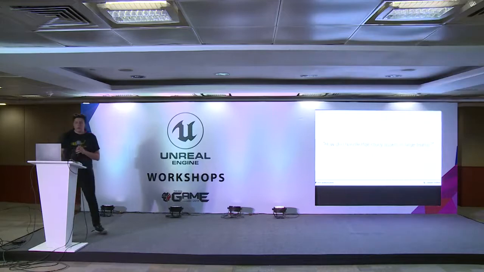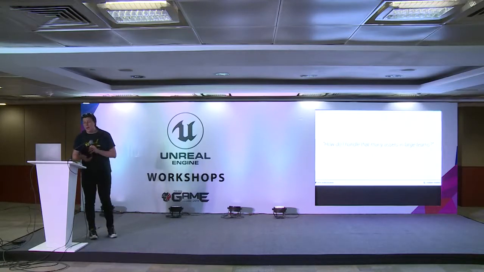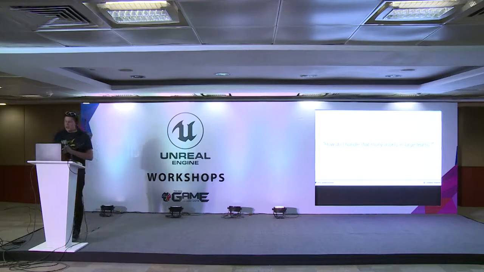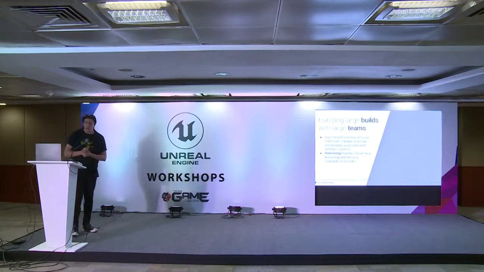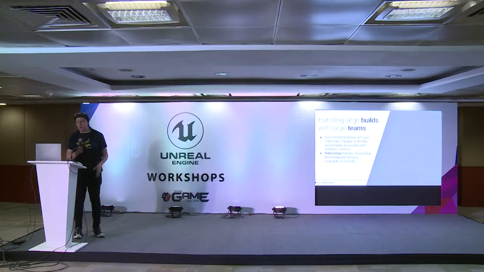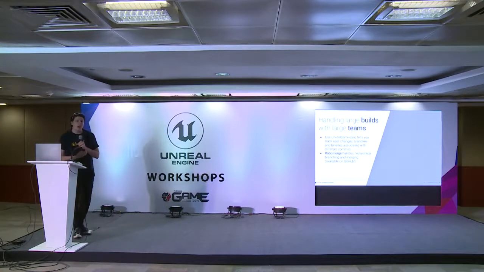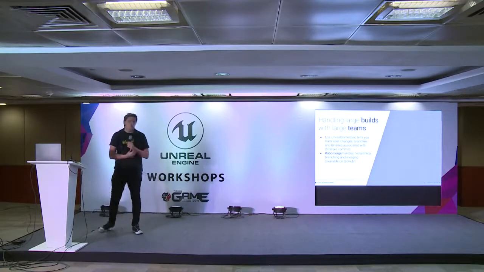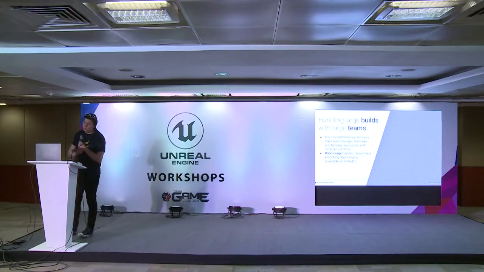So the first question that we get a lot is, how do I handle that many assets in large teams? Unreal is very much built to scale, so how do we do it? First off, use Unreal GameSync. It lets you track user changes and it's pretty good at handling binaries that are being passed around. One thing worth noting is that RoboMerge is coming into the engine as of 4.24.